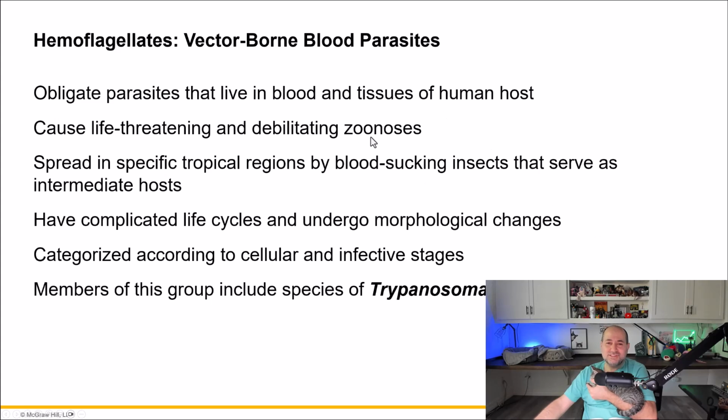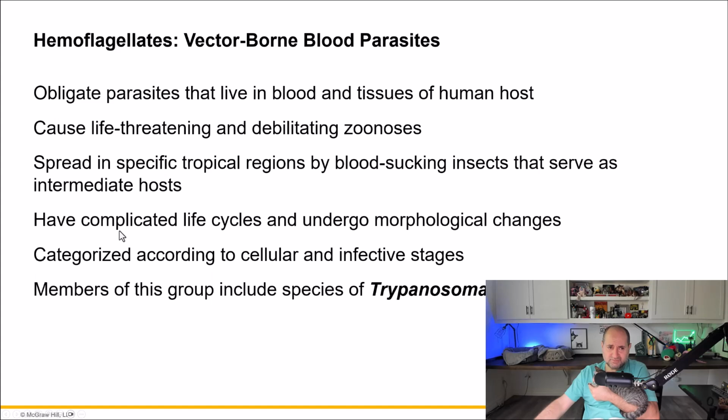A zoonosis is a disease that's spread from an animal. So if you pick up a disease from an animal source, if the reservoir is an animal and it spreads to humans, it's zoonoses. They spread in specific tropical regions by blood-sucking insects that serve as intermediate hosts.